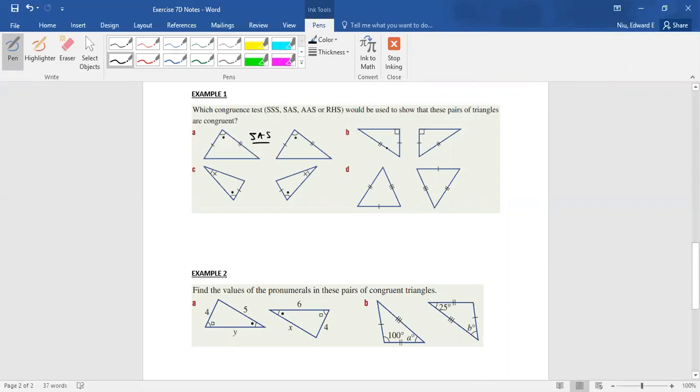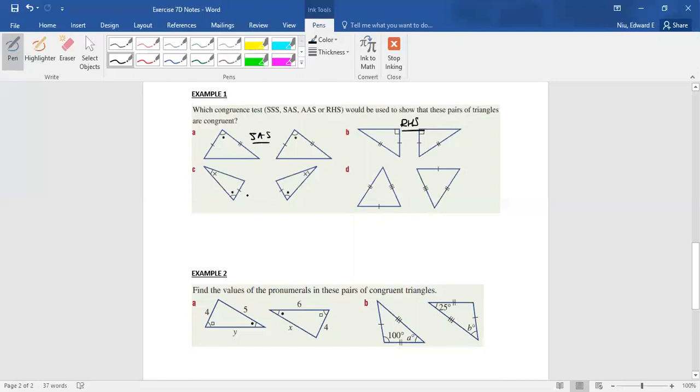Here in B, we've got a right angle. Instantly, whenever you see a right angle, you should think RHS. Sometimes you might see it as side angle side, depending on sort of whether or not they give you the hypotenuse. Okay, here they give us a hypotenuse, they give us a right angle, they give us a corresponding side. So we can say this one here is RHS.